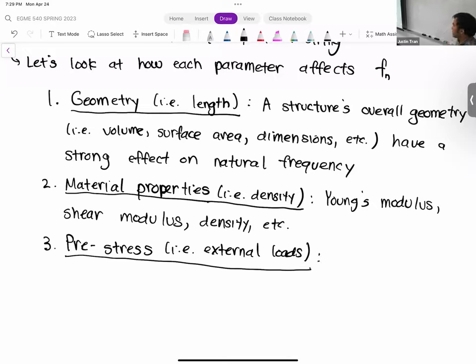And so what the pre-stress does is you can almost think of it as an extension of the material properties. So when you have additional stress within a structure, it increases the stiffness of the structure itself, which is also going to change or affect the natural frequency.